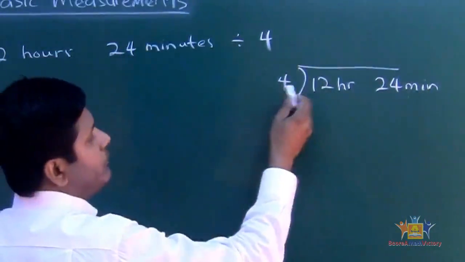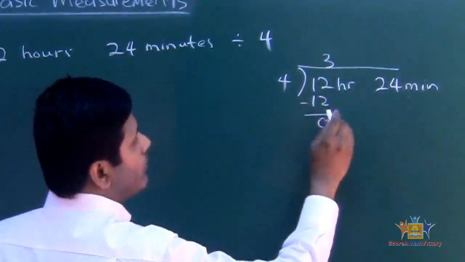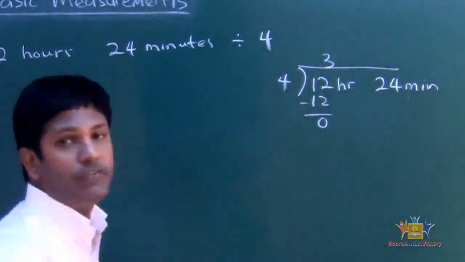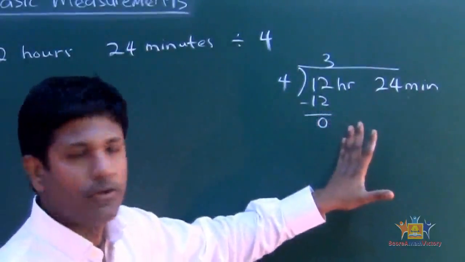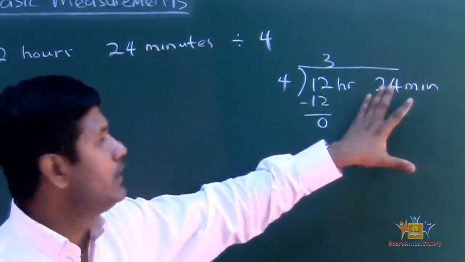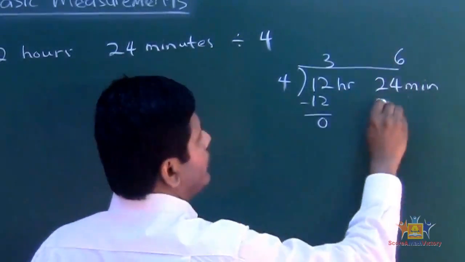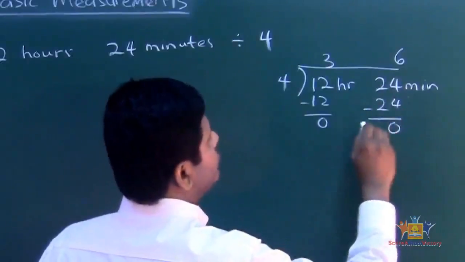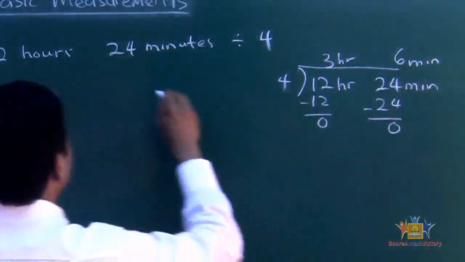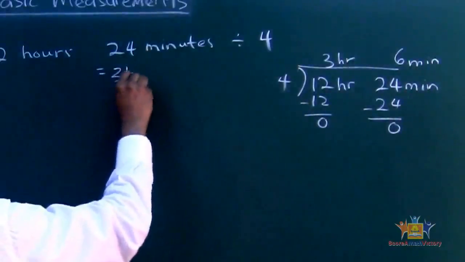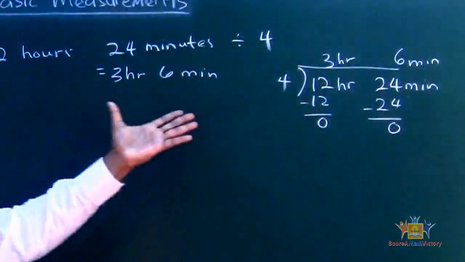In 12, how many 4s? 3. 3 times 4 is 12. Minus, gives me 0. Now it's 0, so I can go to the 24 minutes. If this becomes 0, there's nothing there for you to continue, so you go to 24 minutes. 24 divided by 4 is 6, because 6 times 4 is 24. Minus, gives you 0. Make sure you bring back the units. Very important. So now you know the answer is 3 hours and 6 minutes. That's the answer for you.